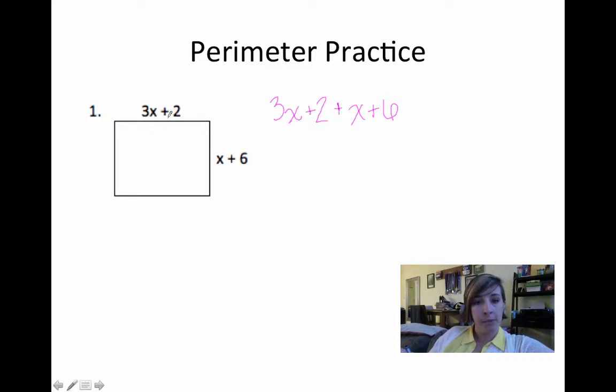This is a rectangle, so I know that this side and this side are equal. So I've already added this side, and I'm going to trace what I've added so that I know I'm getting all sides. So I've added this side and I've added this side. Now I need to add the bottom side. Because I know that this is a rectangle and the top and the bottom are equal, I know that this is also 3x plus 2. So I'm going to add that on there.